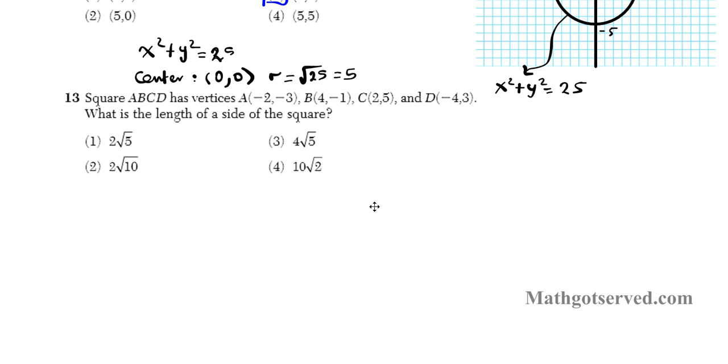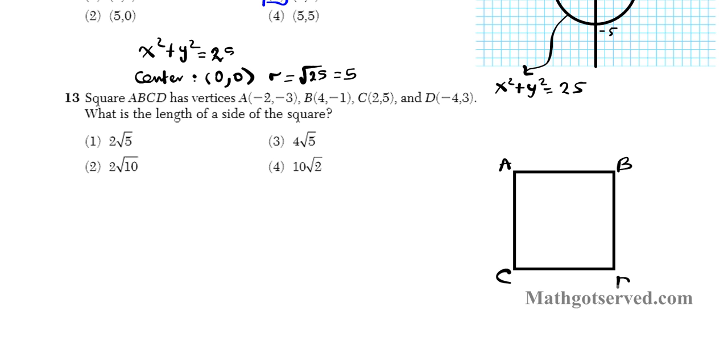So in order to do that, we need to use a formula, a distance formula. Hopefully you remember what the distance formula is, because let me make a sketch for you. Let's say we have a square like this, okay? And I want to compute the distance from, this is A, B, C, D. I want to compute this distance from here to here.